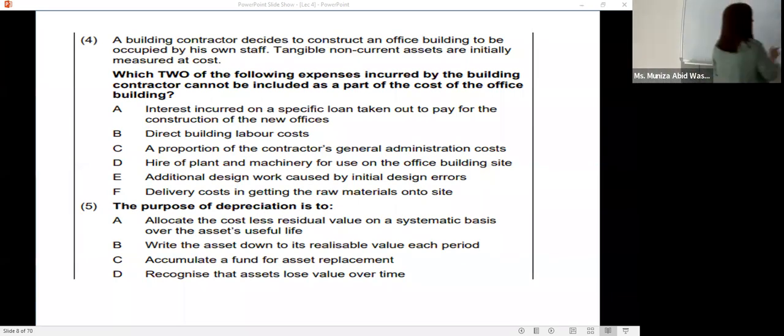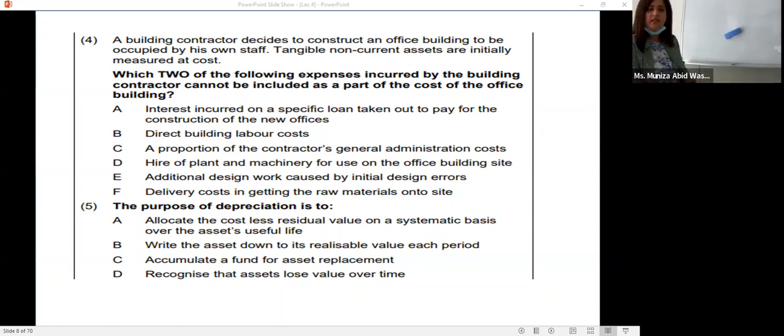Additional design work caused by the initial design errors will not be included in the cost. There is a wastage. And delivery cost in getting the raw materials onto the site, this will be included. All the costs necessary to bring the asset to its present location will be part of the cost. So C and E would not become part of the cost.